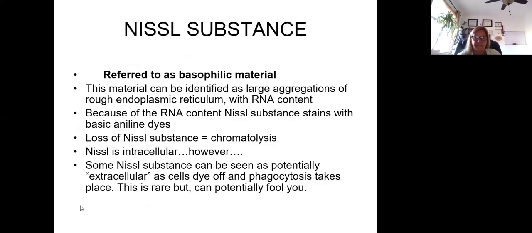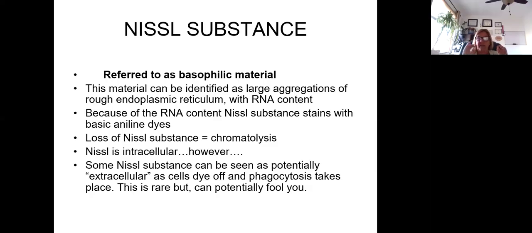So, Nissl substance. Nissl substance is a basophilic material. It's a material that is in large aggregations of rough endoplasmic reticulum, and it does have RNA content. Because of that RNA content, the Nissl substance will stain with basic dyes.